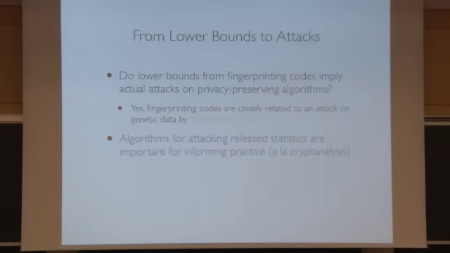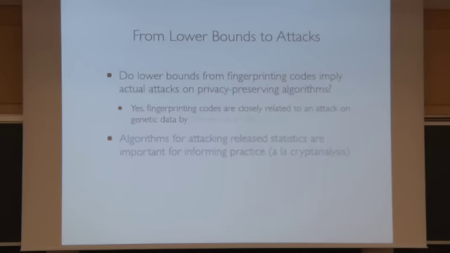So another question that I'm really interested in is, what's the relationship between lower bounds for differential privacy and actual attacks on privacy that you can do in practice when somebody gives you a supposedly anonymized data set? All right, so as Andrew pointed out, when you use fingerprinting codes, what you get is a very particular kind of attack model. There's a very particular thing you're trying to do, which is, I already know a lot about you, and I'm trying to determine if you've entered this data set.